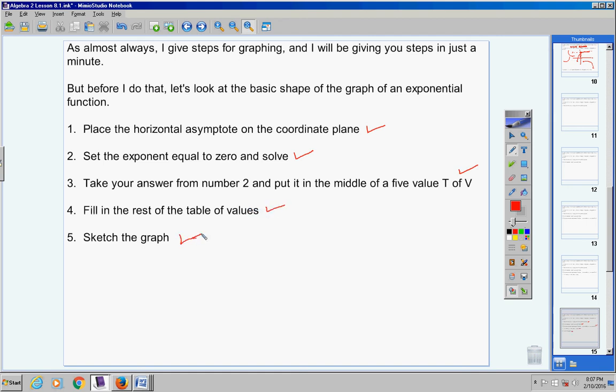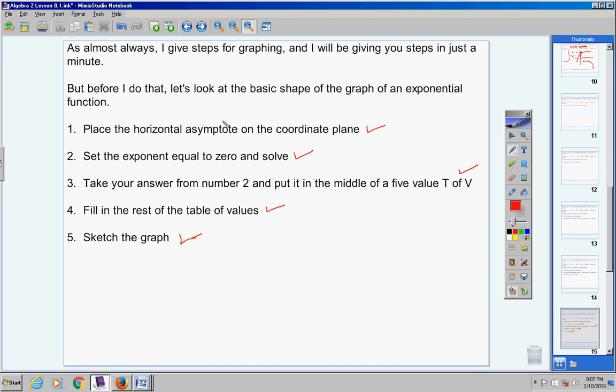Now, I'm not impatient, but some students write faster than others. Some write slower than others, so I'm not going to wait. I'm going to go ahead and move on. You pause the video, copy down these 5 steps. We'll look at a couple of examples. Actually, 3 examples, I believe.